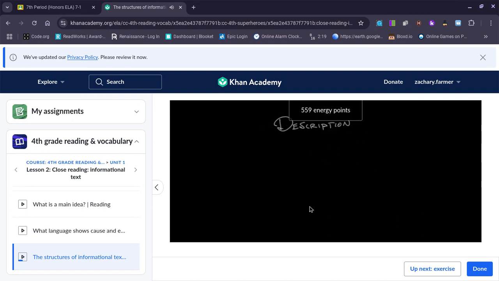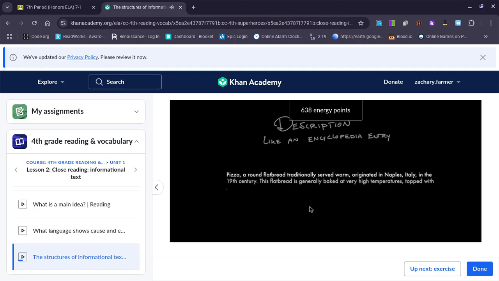Finally, description. This is sort of like an encyclopedia entry that explains basic information about a topic, like an explainer piece about what pizza is. I'm going to read this as though I have never heard of pizza before. Pizza, a round flatbread traditionally served warm, originated in Naples, Italy in the 19th century. This flatbread is generally baked at very high temperatures, topped with flavorful tomato sauce and melted mozzarella cheese, and served in slices.